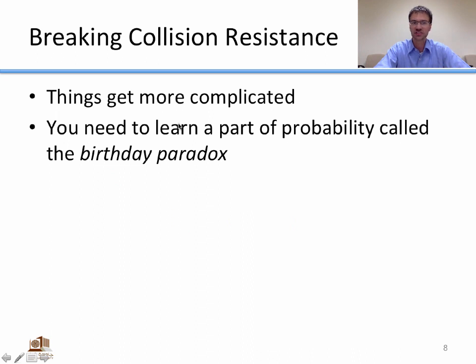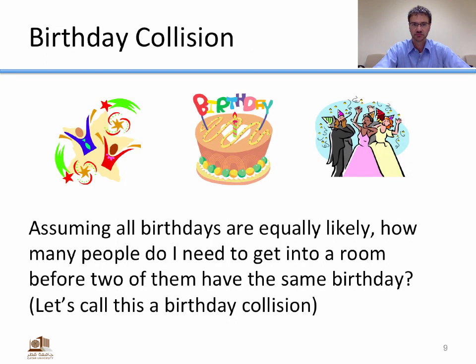Now, in collision resistance, remember in collision resistance, we're trying to find any two messages with the same hash. When we're trying to break collision resistance, things get a lot more complicated. So in order to understand how you could break collision resistance on a hash function, you need to learn a part of probability called the birthday paradox.